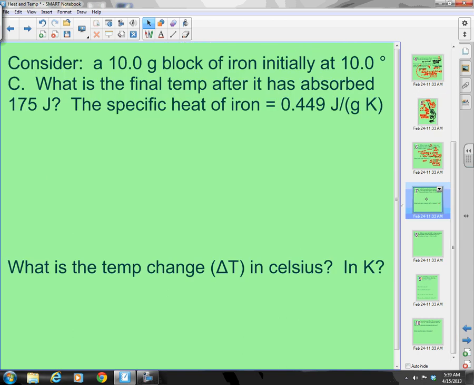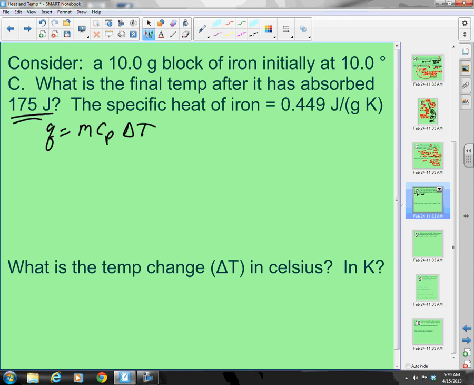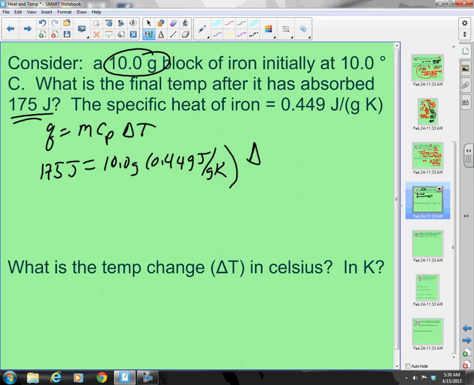Here we go. Consider a 10 gram block of iron initially at 10 degrees. What is the final temp after it has absorbed 175 joules? Good. Well, we're going to do what? Q equals mc sub p delta T, and we'll start plugging in numbers. It says it has absorbed. That means that it's a positive number. 175 joules is equal to 10.0 grams, C sub p, 0.449. Always watch your units, joules per gram Kelvin, and then I get a delta T.